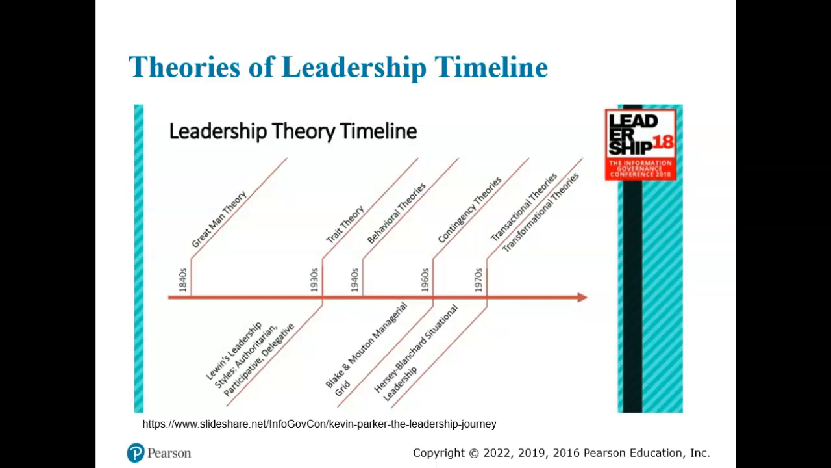There are so many books. If you look up leadership at, say, for example, Amazon, it's amazing how many books there are that have been written about leadership. It's mind-numbing, actually.